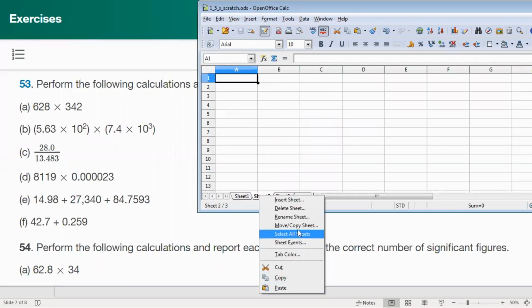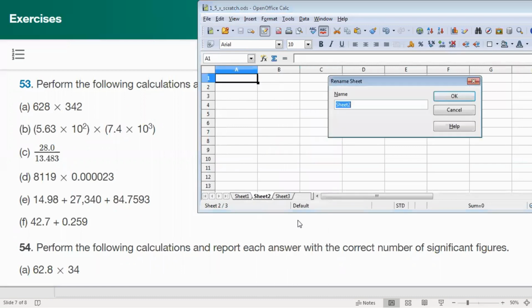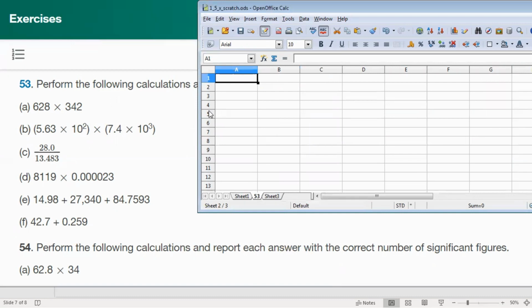So this should be 53. So we have the inputs 628 and 342. Each of them have 3 significant figures. So we take the number with the least number of significant figures and use that number of significant figures to give us how many significant figures the final product should be.